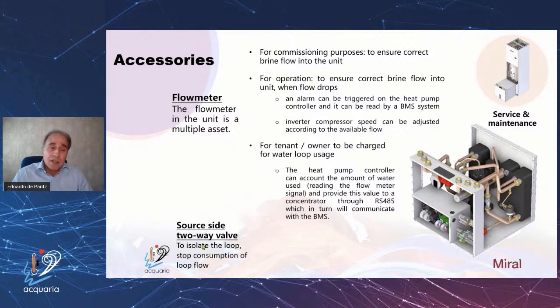And the second accessory is the two-way valve on the source side, because it's important, for example, to shut down, to close the loop flow, for example, in case of domestic water production together with the cooling mode, or for example, if I leave the house for holidays for a few days, I may decide to shut down the units and the flow to avoid the loop flow through the heat exchanger to avoid the consumption of this energy, let's say.